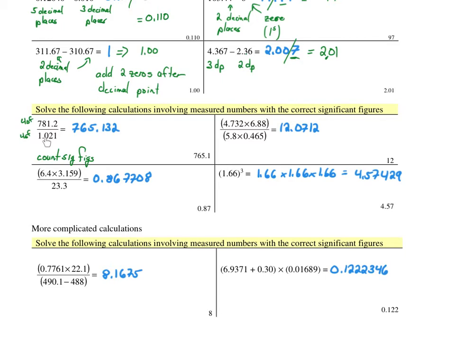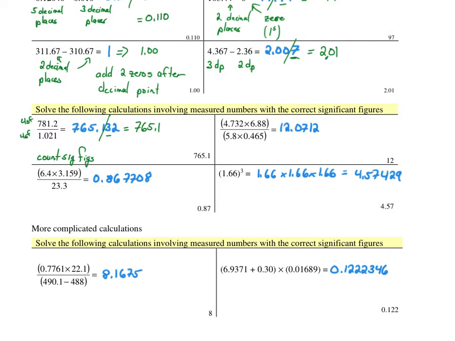We have 1, 2, 3, 4 sig figs in the bottom, 4 sig figs in the top, so we want 4 sig figs in our final answer. 1, 2, 3, 4. So we have to stop after the 1. The first number we drop is less than 5, so we drop all of those numbers, and our correctly reported answer is 765.1.